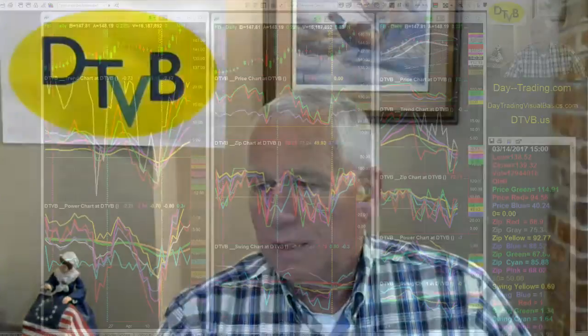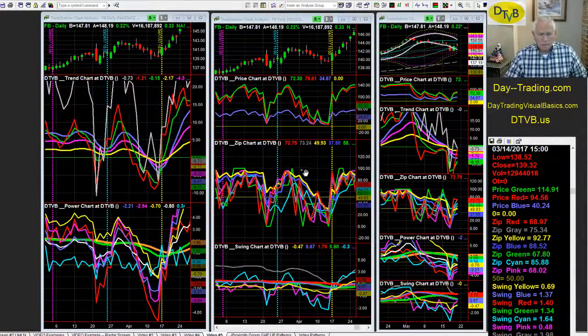In this example here, I've got three vertical lines arranged. Again, I've got three daily charts with the price, the zip, and the swing chart in the middle chart, and then I've got the trend chart and the power chart on the left chart. The right chart is how the five subcharts appear as they would on the master platform.